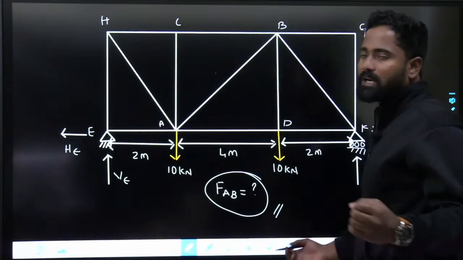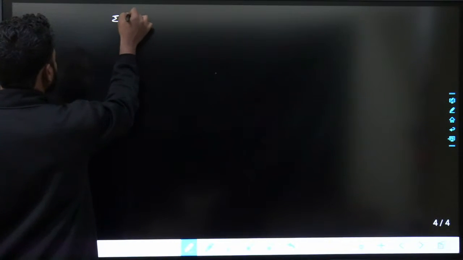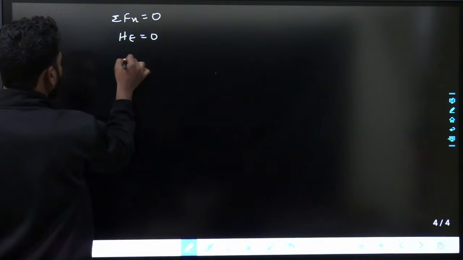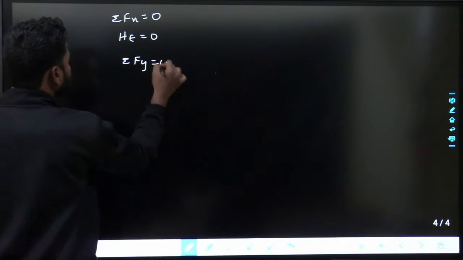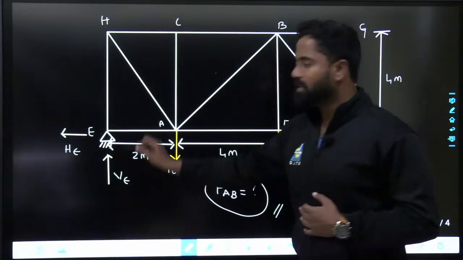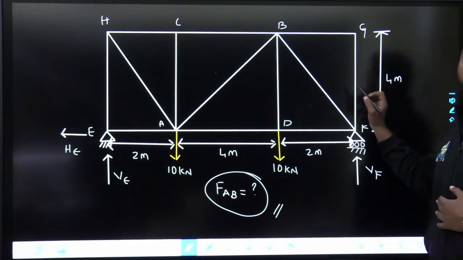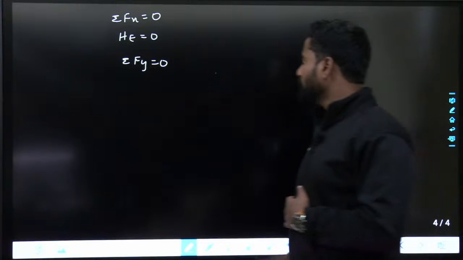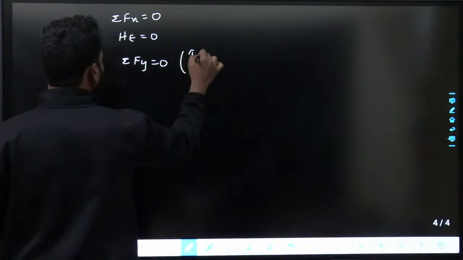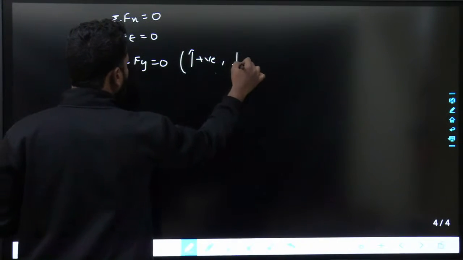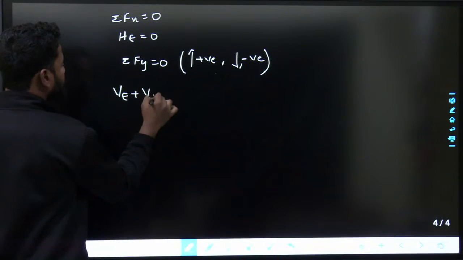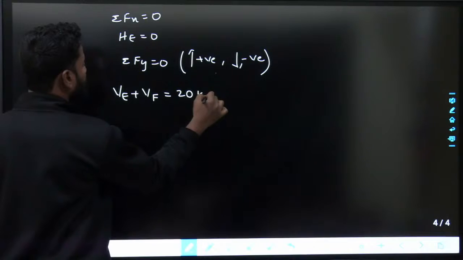Anyway, if you want to find out, I can take the whole truss. For the whole truss, if I take sigma Fx equals to 0, what will I get? HE equals to 0. And if I take sigma Fy equals to 0, what will I get? VE plus VF equals to 10 plus 10, right? So upwards positive, downwards negative. Okay, VE plus VF equals to 20 kilonewtons.